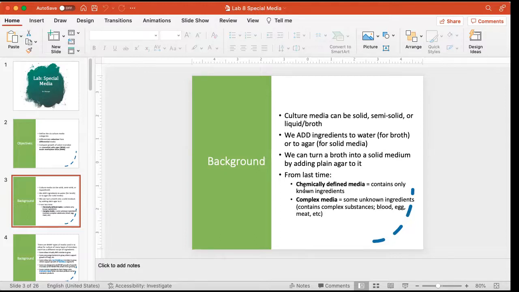Now, in comparison, a complex culture media has some ingredients in it that are complex in their chemistry. Things like blood and egg and meat, things like that. I used a couple of words in the video that I made for you last week that we're going to look at again today. This word fastidious is important when we talk about complex media versus chemically defined media.